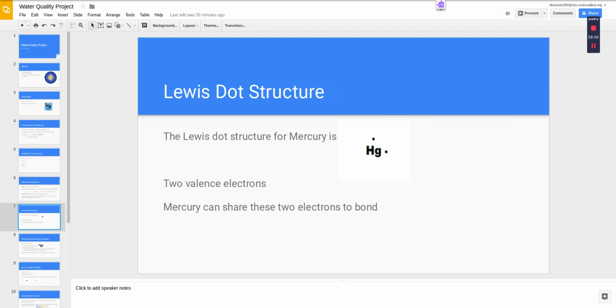The Lewis dot structure for mercury is Hg with 2 dots. This means that mercury has 2 valence electrons, which it can share with other atoms when it bonds.